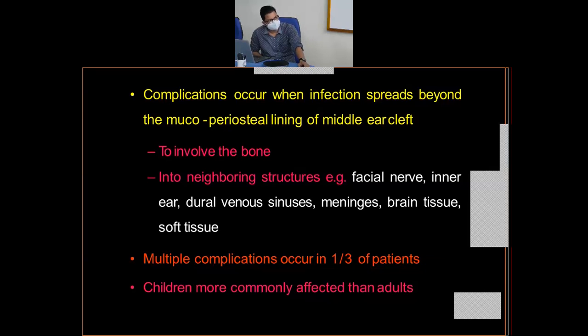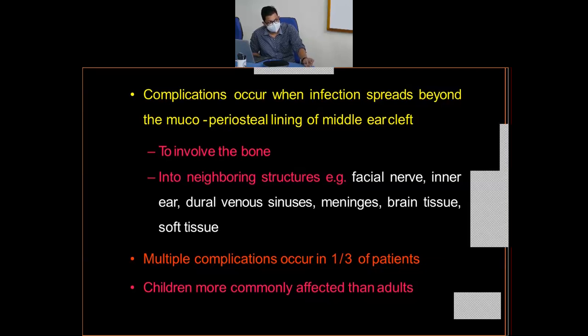So mainly, how does it occur? The complication occurs when infection spreads beyond the mucoperiosteal lining of the middle ear cleft. As you know, otitis media. What is otitis media? Otitis media is the inflammation of the middle ear cleft, in simple terms. So from that mucosal lining of the middle ear cleft, the infection can spread to other structures, like in cholesteatoma, as you know already, cholesteatoma involves the bone because of the enzymatic activity.